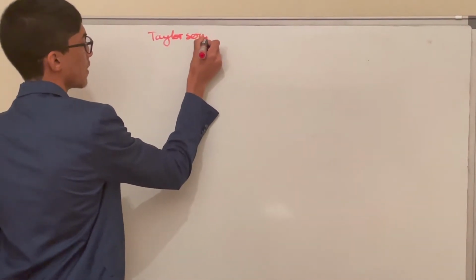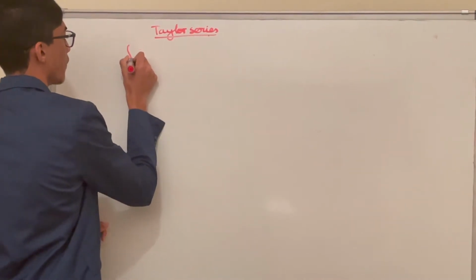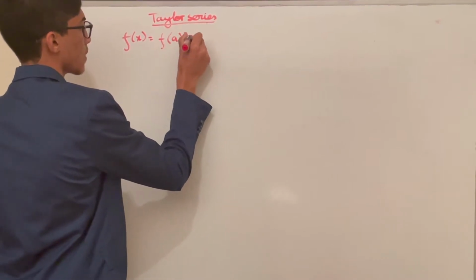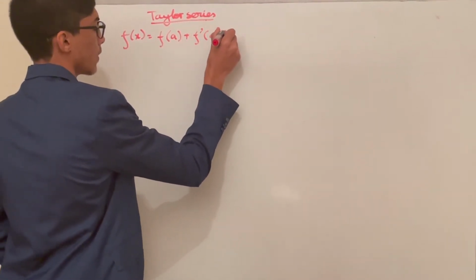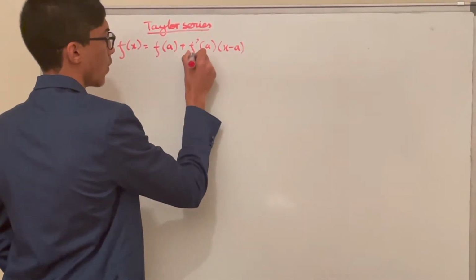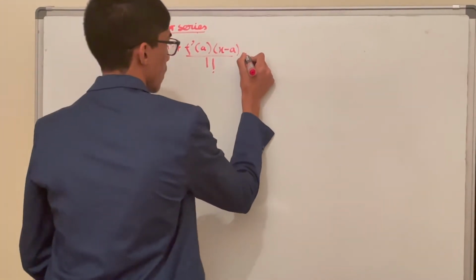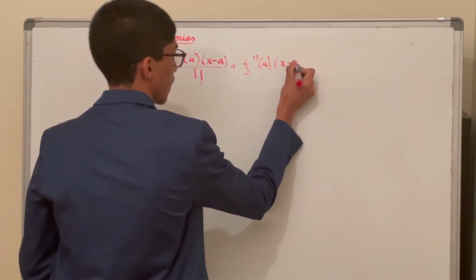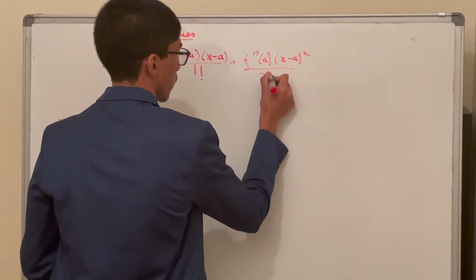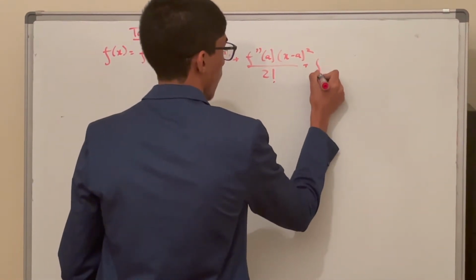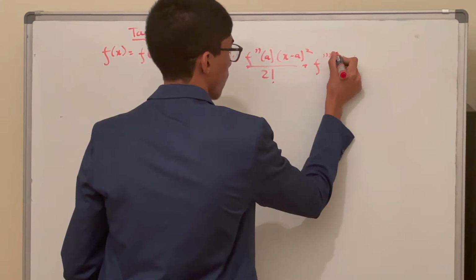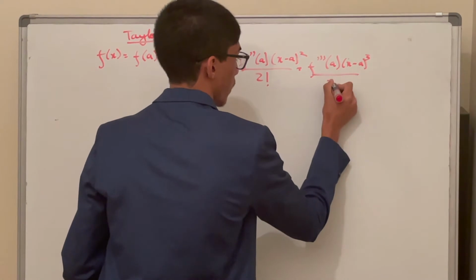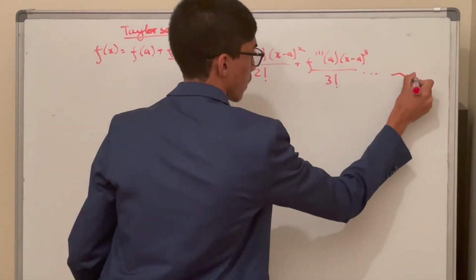The formula for this Taylor series can be represented as f of x is equal to f of a plus f prime a times x minus a over 1 factorial plus f double prime a times x minus a whole squared over 2 factorial plus f triple prime a times x minus a whole cubed over 3 factorial all the way to infinity.